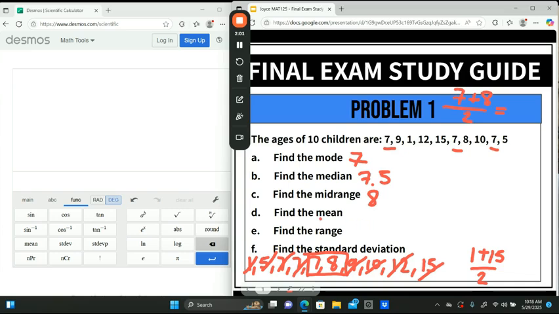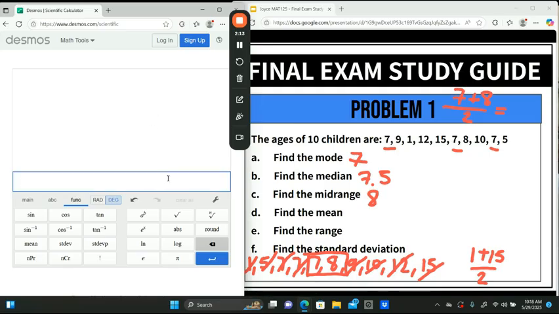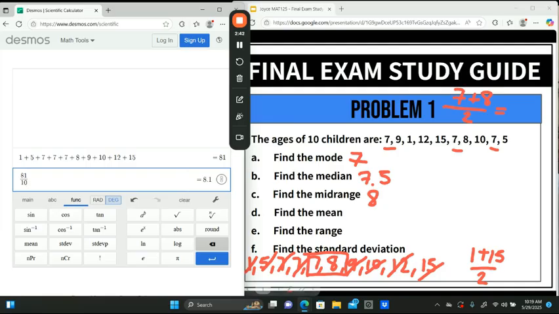And then our mean is simply we add all of the values together and divide by the number of values. So we've got 10 children here, and I'm going to use our Desmos scientific calculator to help us out. And like I said, we're going to add all the values together. Plus 8 plus 9 plus 10 plus 12 plus 15 gives us 81, and then we can do 81 divided by 10 because there are 10 values in the data set, and our mean is going to be 8.1.